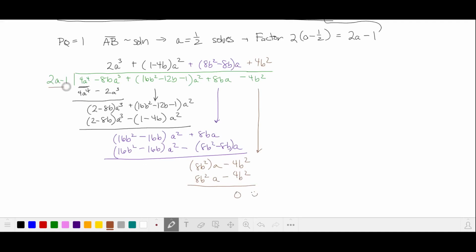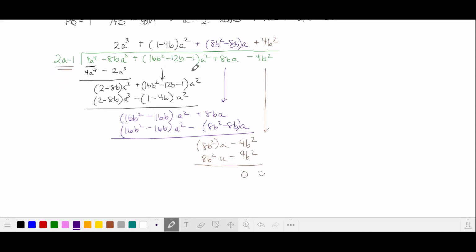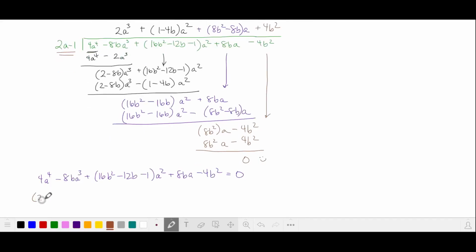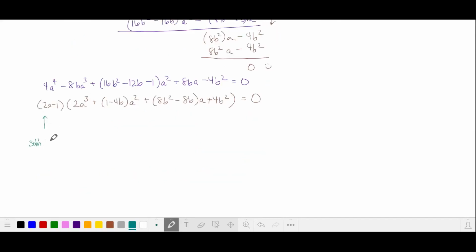So 2A minus 1 does in fact divide our polynomial here in green. So we can rewrite this in this factored form, factoring out 2A minus 1, and our other factor is the quotient. Our first factor gives us the solution from our segment AB. Our second factor is a cubic, so we should have 3 more solutions here. Let's see if we can eliminate some of them.